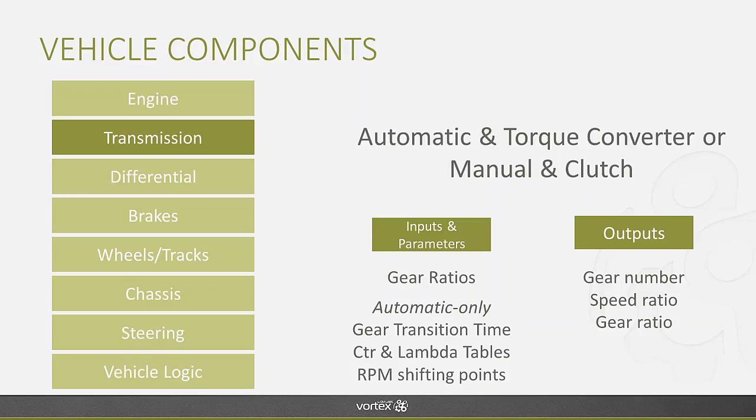On the inputs and parameters side, if you model a manual transmission, you'll need to provide gear ratios. If you want to model an automatic transmission, you'll need to provide some more information, such as the gear transition time, the control and lambda tables, which can be set up as external files that are linked inside a simulation, so that is extremely convenient if you're exporting those tables from an engineering simulation solution. And if you have an automatic transmission, you also need to provide the RPM at which the transmission will be shifting. You can model more advanced transmissions, such as a dual clutch transmission as well, using advanced fields, which we won't be covering today, but you'll be able to set this up in vehicle systems.